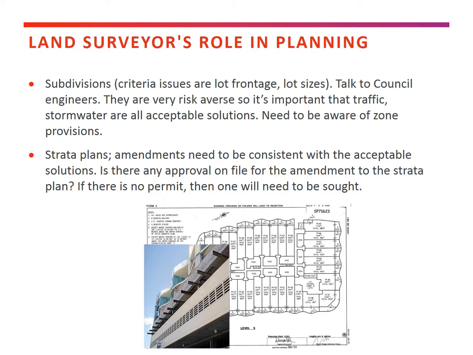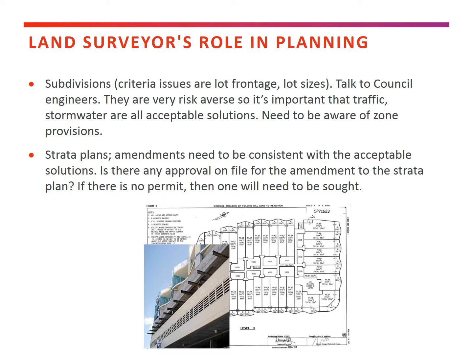The last thing that we need to cover here is to talk about how land surveyors might interact with council planners and their role in council planning. So there's two main ways that this happens. It happens with subdivisions, where they really need to talk to council engineers to make sure that they've got their traffic, stormwater, anything that might either require to fit into an acceptable solution or, if it's part of discretion, that they've got a solution that council engineers are happy with.